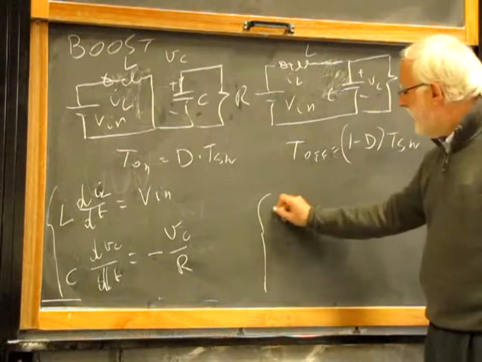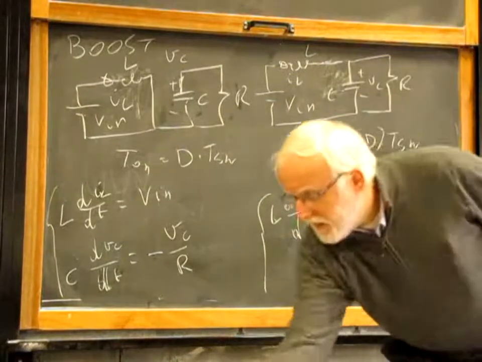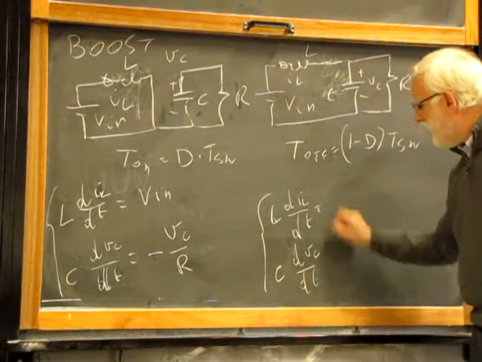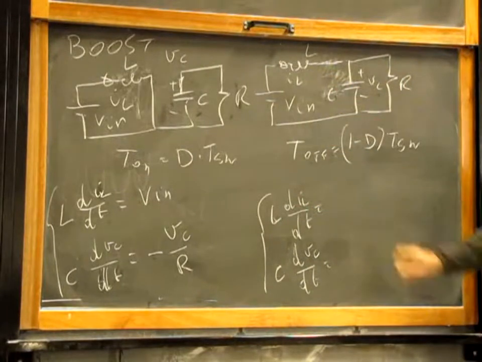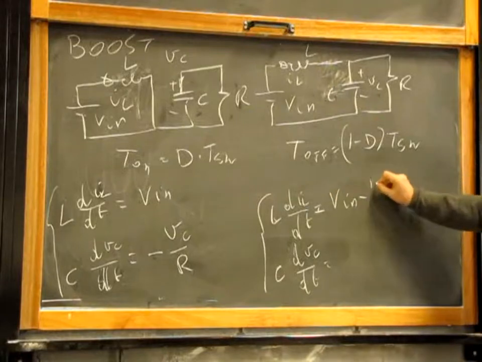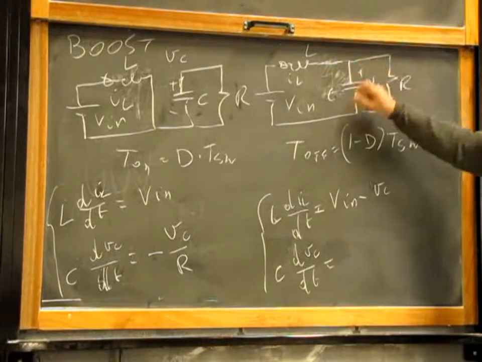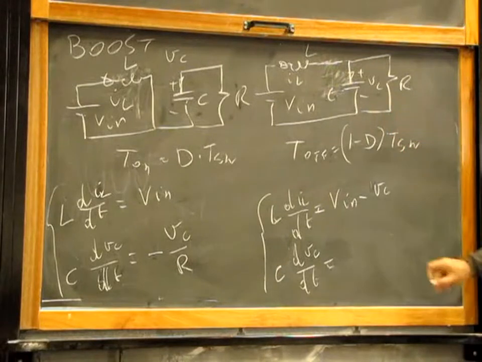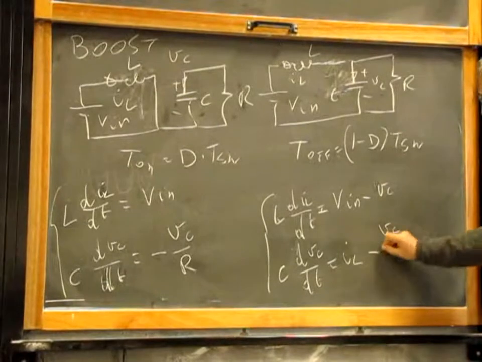And here's the same story. L dIL/dt, C dVc/dt equals the voltage across the inductance. How much is the voltage across the inductance over here? Vin minus Vc. And what about here? Current going into the capacitor: I input minus I output. It is IL, the inductor current that goes to the right, minus what is going to the load. It is minus Vc over R.